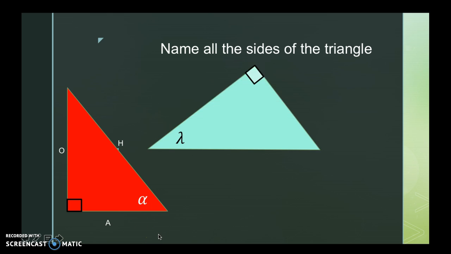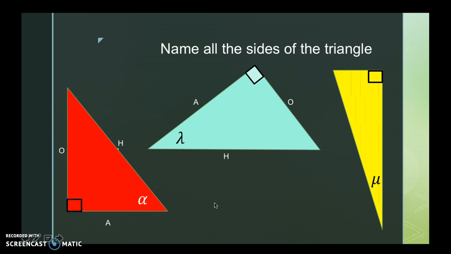For the blue triangle, we have the Greek letter lambda. Find the hypotenuse, the opposite side, and the adjacent. Pause the video, start the video again to check your answers. The hypotenuse is the longest side, it's on the bottom. The opposite side is directly across from your angle, and your adjacent side is the third side.